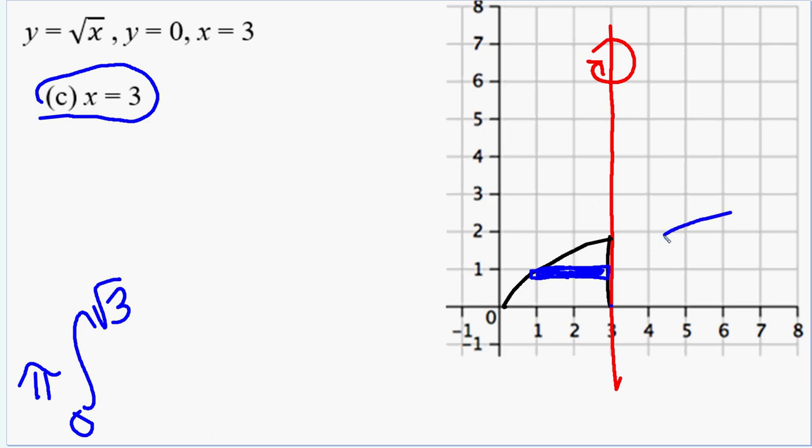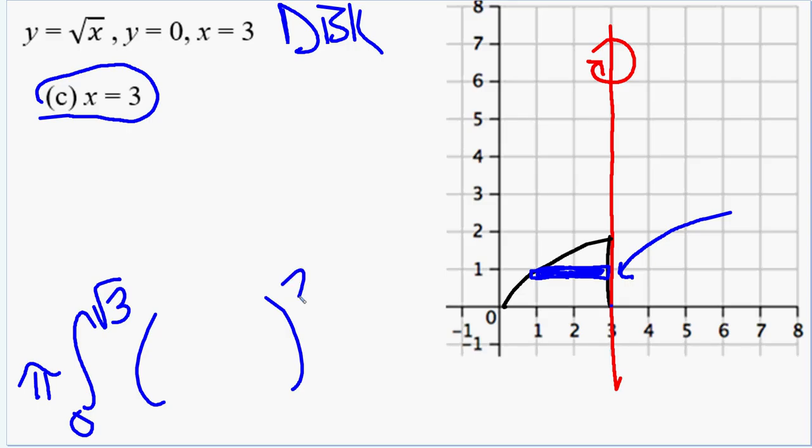Here is our axis of rotation, and the rectangle is touching it all the way across. So this is going to be disk method. What we want to put in here is the length of our rectangle, and we're going to square that, and we're going to have a dy. Now this is a little trickier because we are not rotating around the x or the y axis.